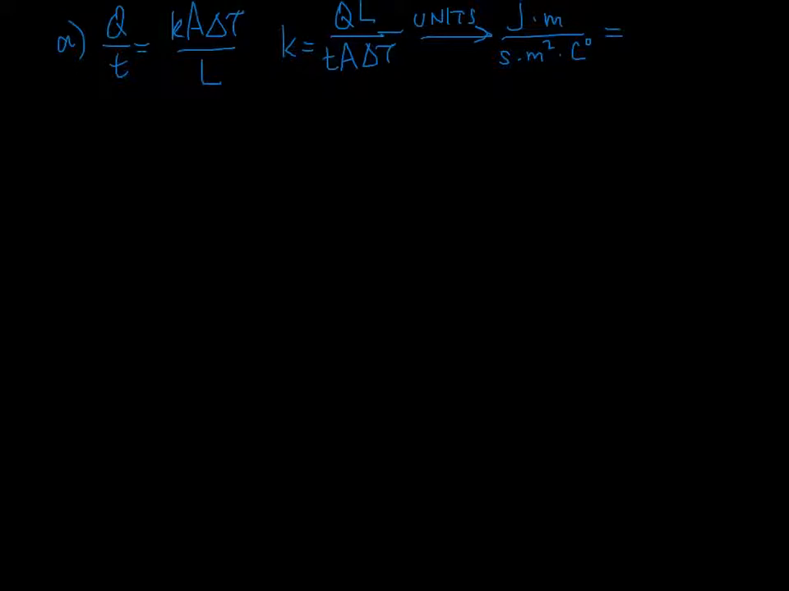We can break this down further, since a joule is a kilogram meter squared per second squared. But first, we can cancel out that meter with that meter. So now we have a kilogram meter squared per second squared over second meter Celsius degrees. And you can see that one of those meters cancels out with that meter, and the seconds squared will shift down into the denominator along with that second.